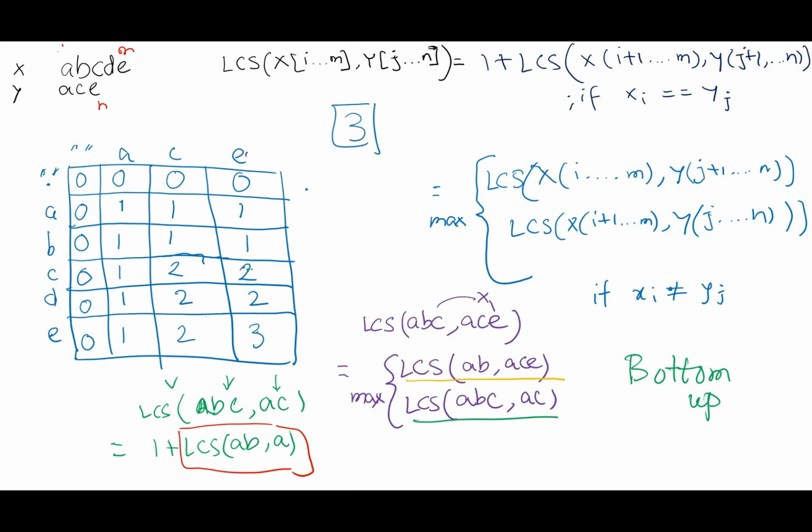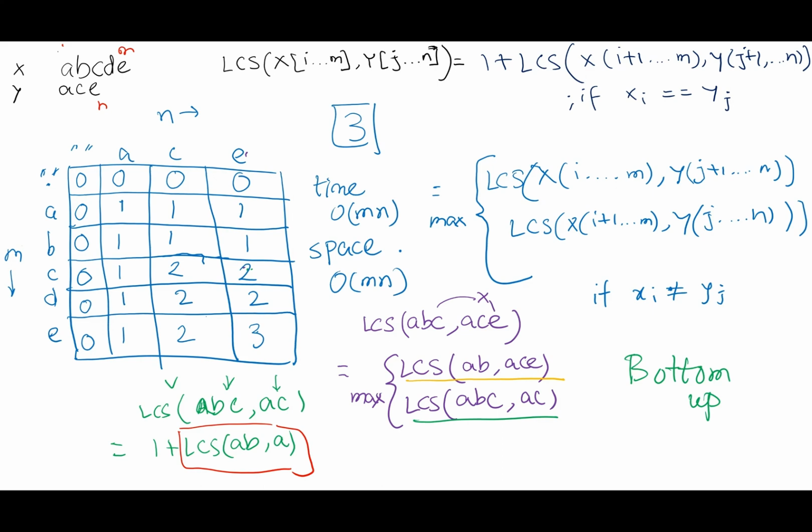So what is the time complexity of this algorithm? If this length is M and this is N, we had to calculate M times N values. So the time complexity is order of MN. Space complexity: you see the table has MN space. So we have to use this extra MN space, and that is fine.